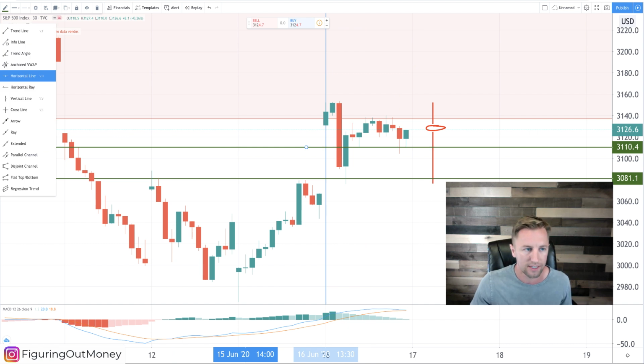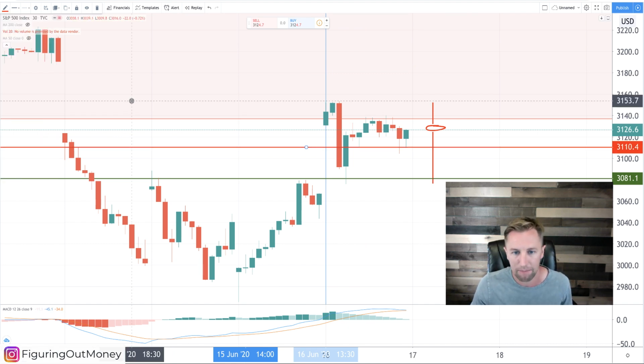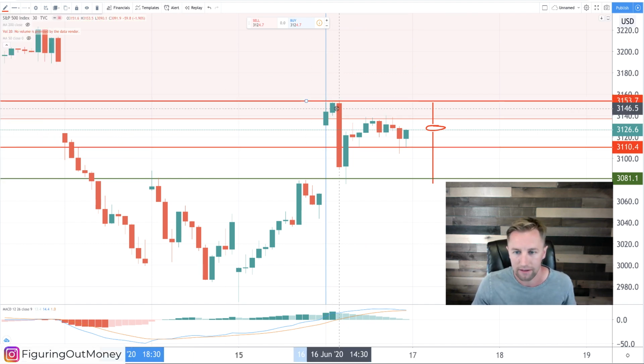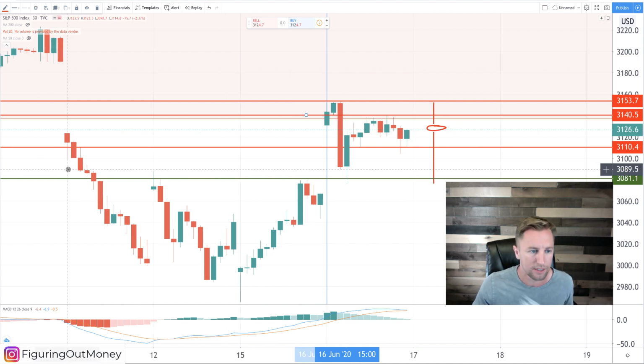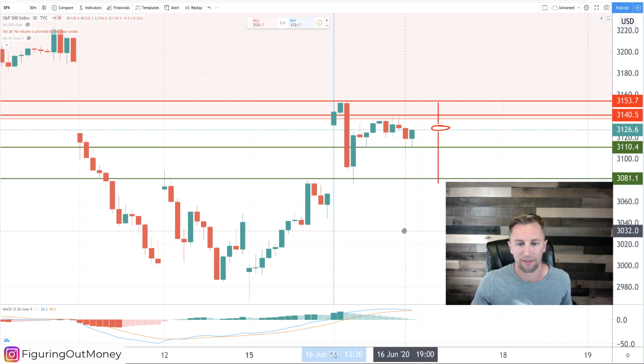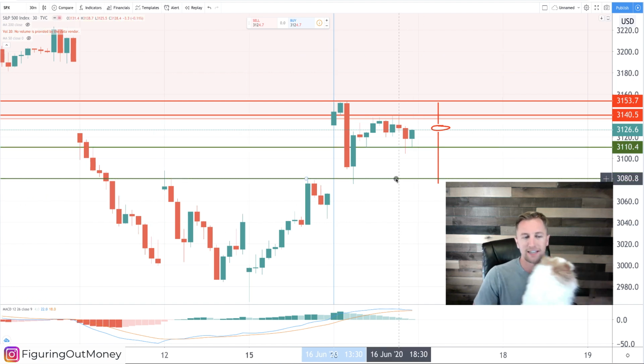Now, as far as resistance goes, it's going to be the high of the day. That's obviously going to be an area of resistance to keep an eye on. And then also, it clearly struggled at this 31.37, let's call it 31.40, just for rounding purposes again. So we're going to make those resistance, and we're going to make these two the supports. Now that is what you want to keep an eye on in this 30-minute time frame for the price action tomorrow.